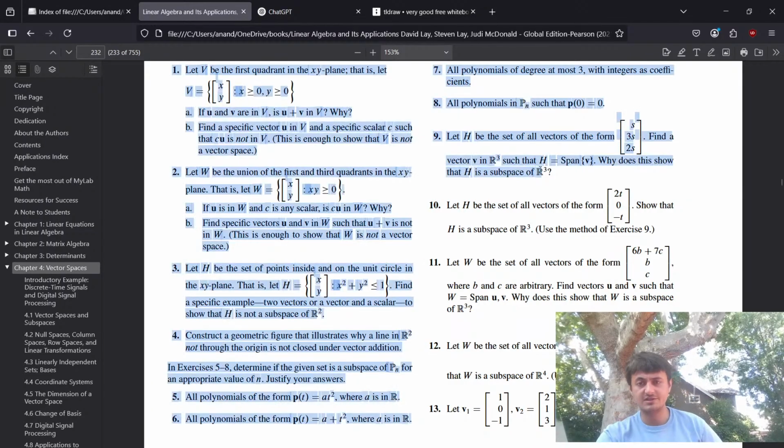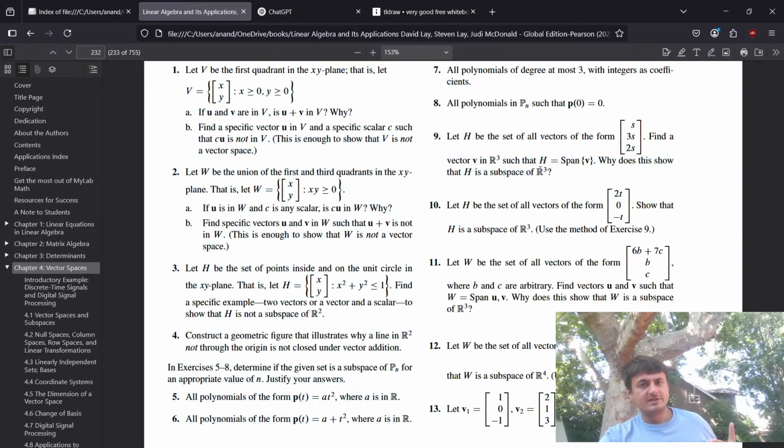Why does it show it's a subspace? It's a subspace because you take S to be 0, then you have the 0. Then you take, let's say, S times (1, 3, 2) plus T times (1, 3, 2), and you get S plus T, 3S plus 3T, 2S plus 2T, and that's still just S plus T times (1, 3, 2).